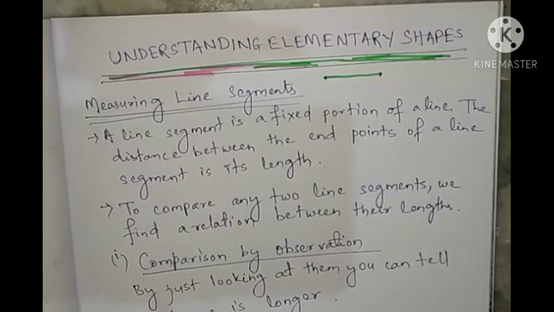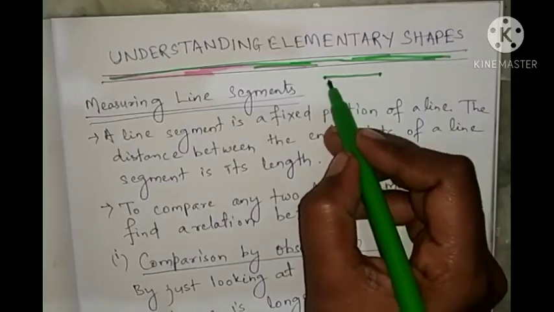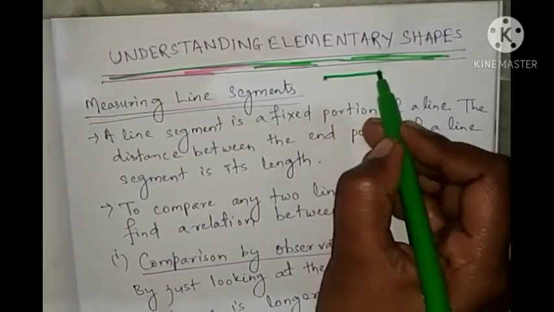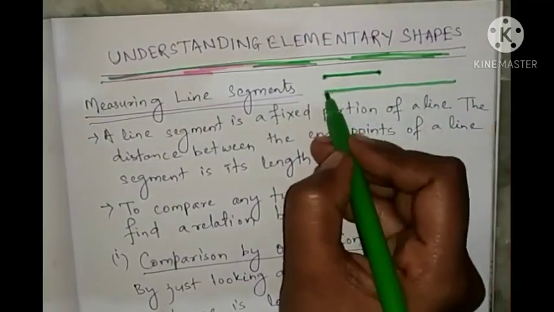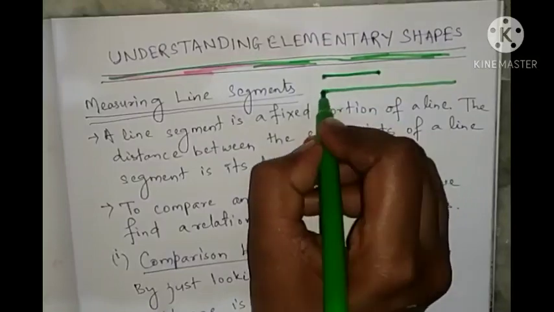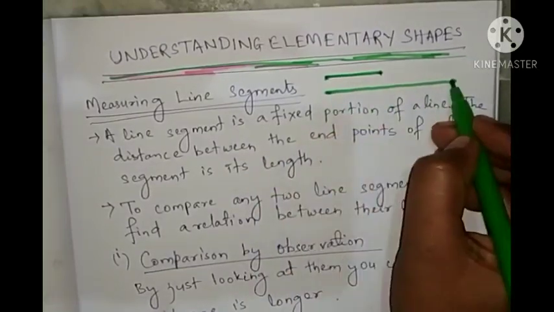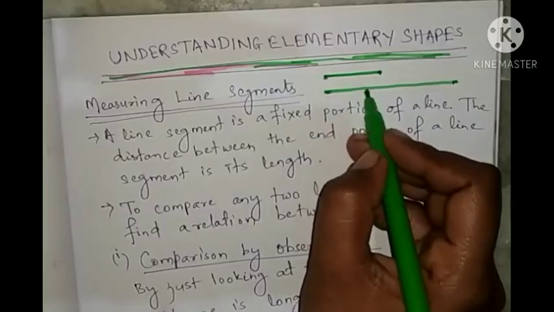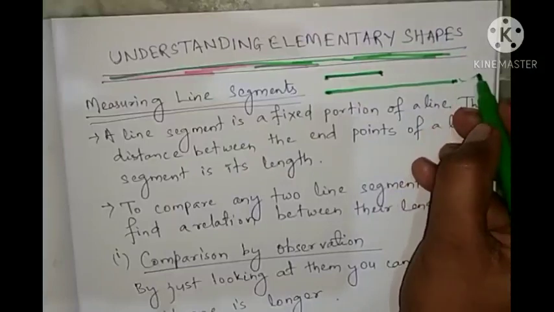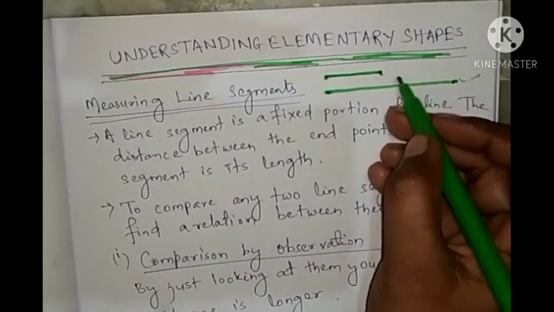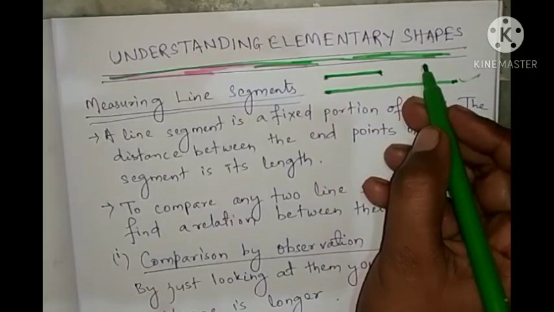A line segment is a fixed portion of a line. The distance between the end points of a line segment is its length. So length is from here to here. If I make a bigger line, it has an end point here and an end point here. You can see that this distance is bigger than this distance, so this line segment is bigger than this line segment.